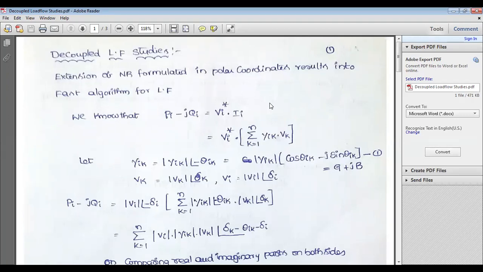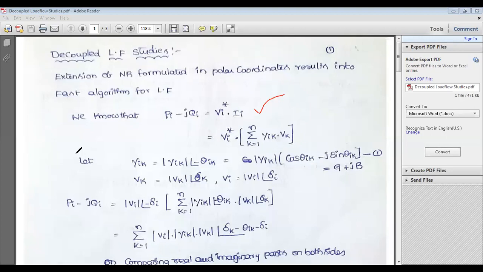As far as the complex power of the ith bus is concerned, we have already derived these expressions. You just go through the PowerPoint presentation. We have already seen these cases. This is Si conjugate, which can be obtained from the multiplication of Vi conjugate and Ii. Already we know that Ii is equal to this expression.